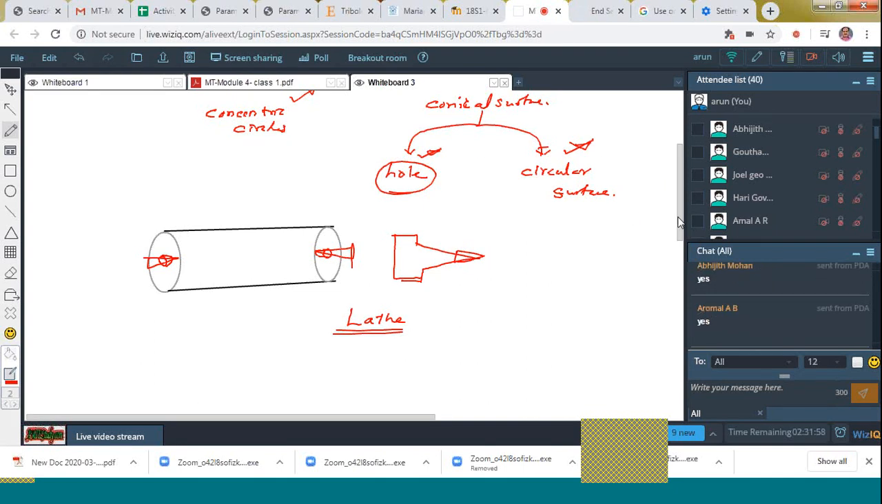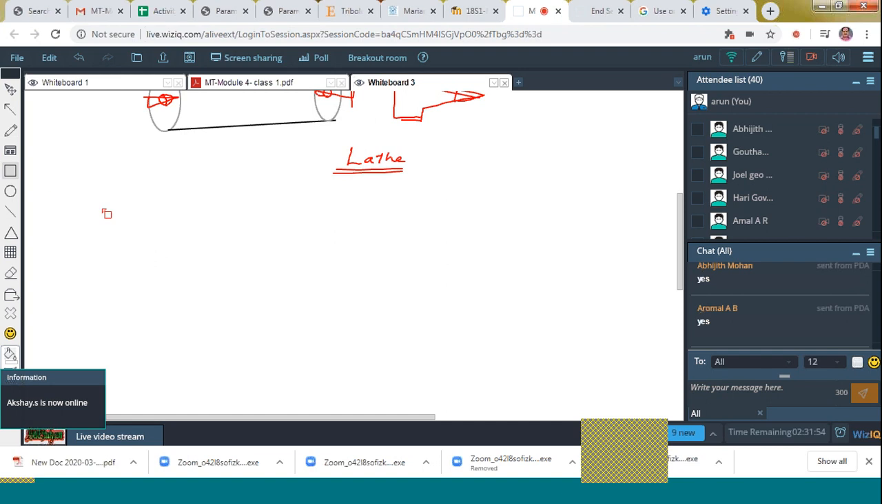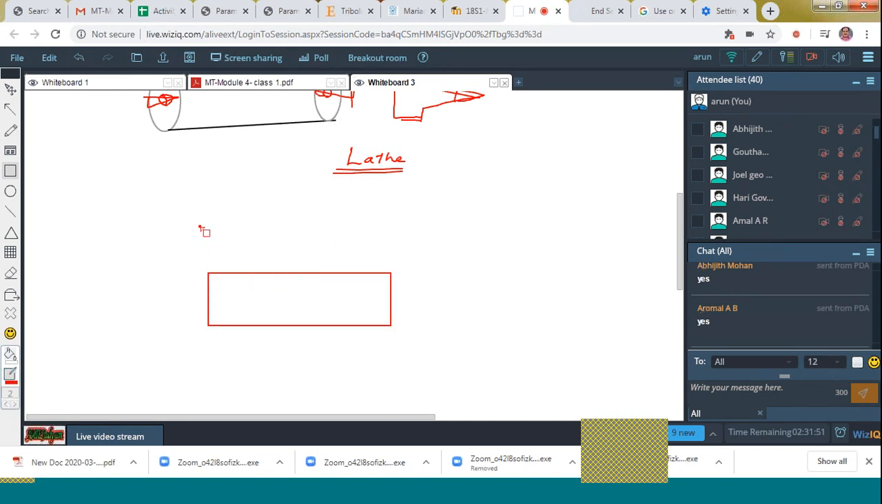And next is, so here, it will be kept like this. The workpiece is here like this, and it will be located with the help of V locators, sorry, conical locators like this. Here you can see that by means of a hole it is located.